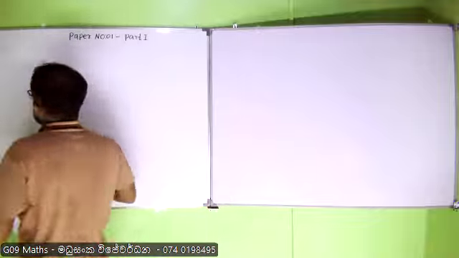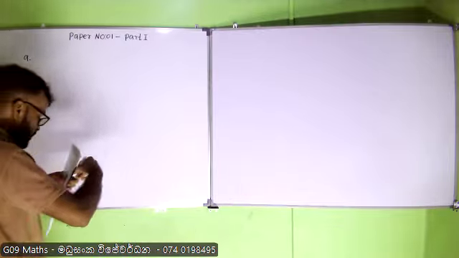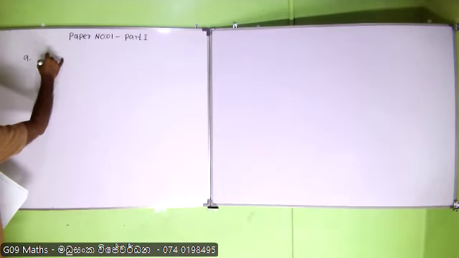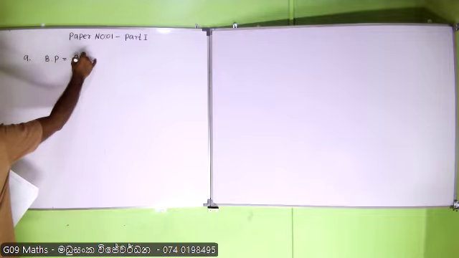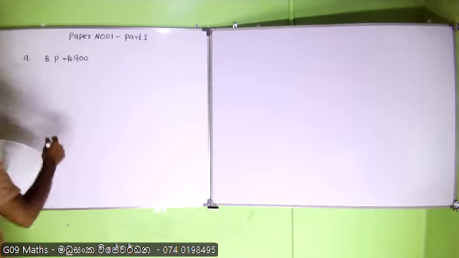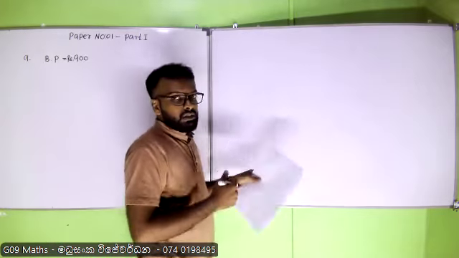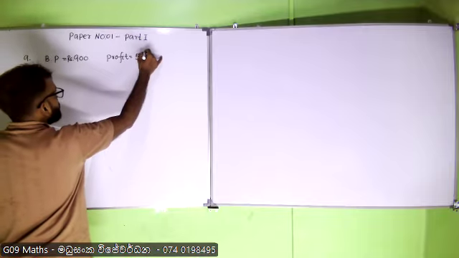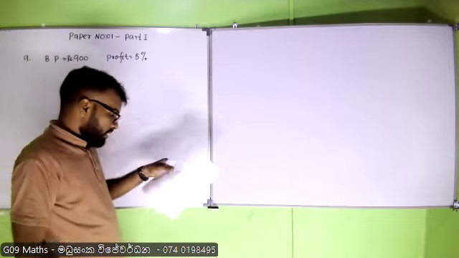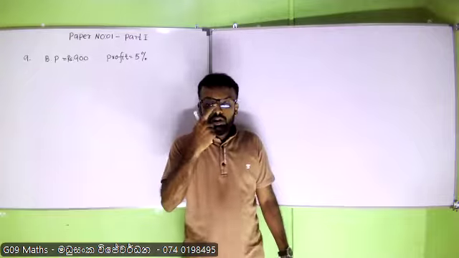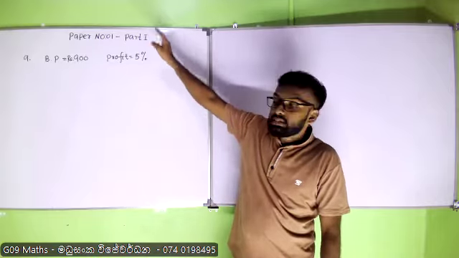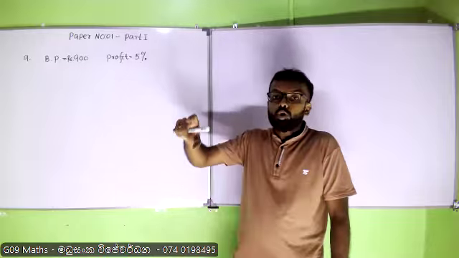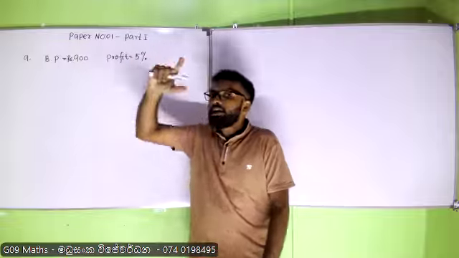So the 9th question. You have to read it first. If the buying price of a good is 900 rupees, in order to get a profit of 5%, calculate the mark price. That means you have to find the selling price of that item. Profit is 5%, and that person has bought the item for 900 rupees.